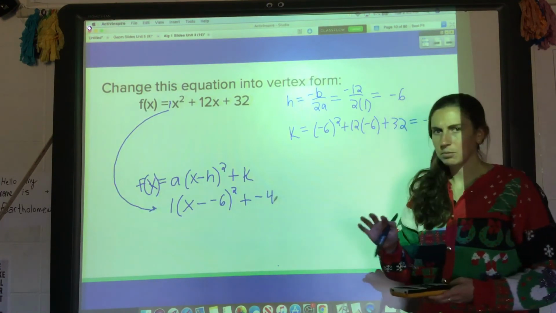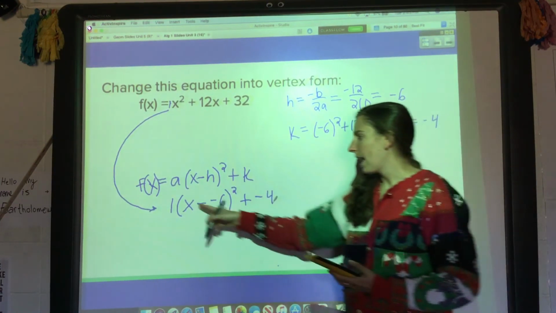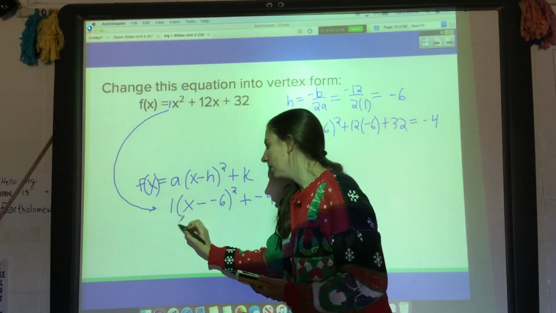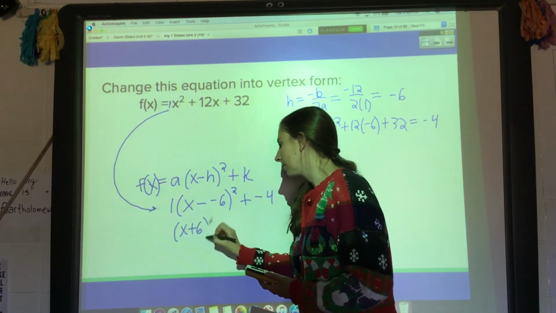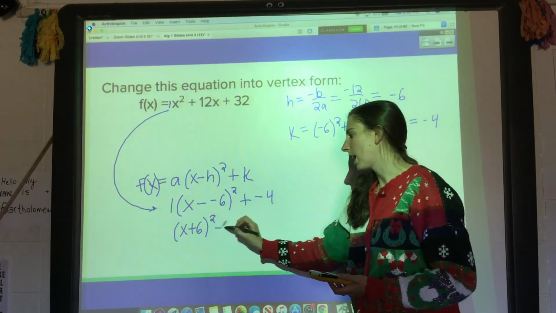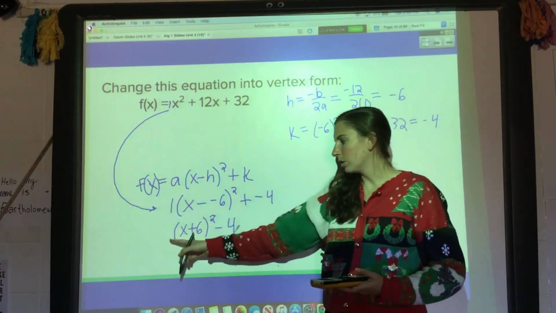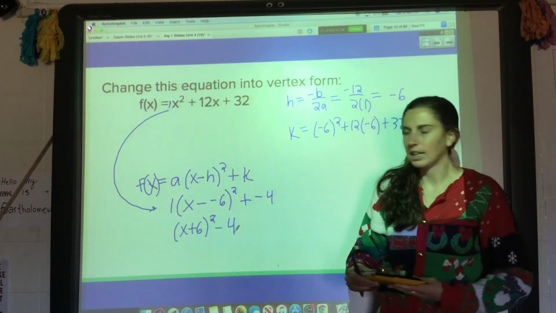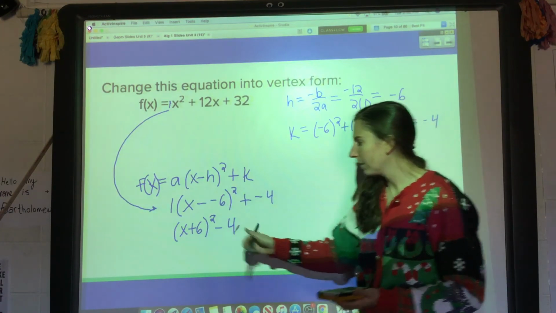So let's write this all a bit nicer. X minus negative 6 is really just x plus 6. And adding a negative is really just subtracting. And I don't need to multiply by 1 because that's kind of redundant. I don't need to write that. So this is my final answer.